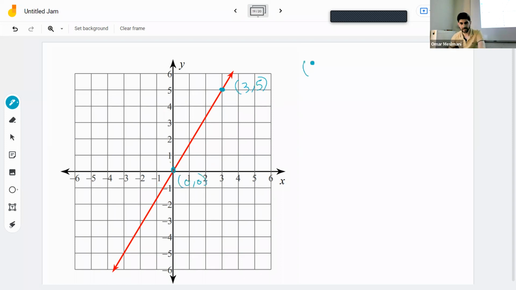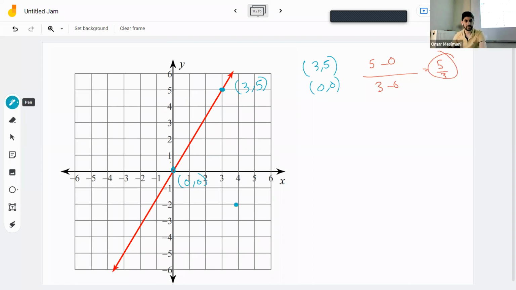So now I can calculate this 3 and 5 and 0 and 0 easily by saying y minus y, which is 5 minus 0, over x minus x, which is 3 minus 0. It's going to be 5 over 3. All right. Now, can I calculate it a different way? Yes, sure. How?